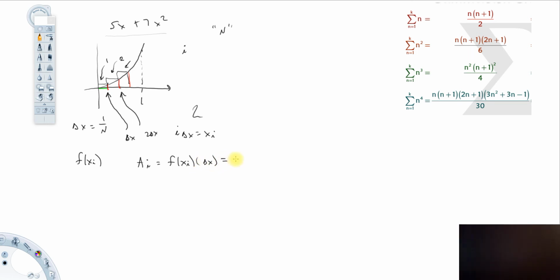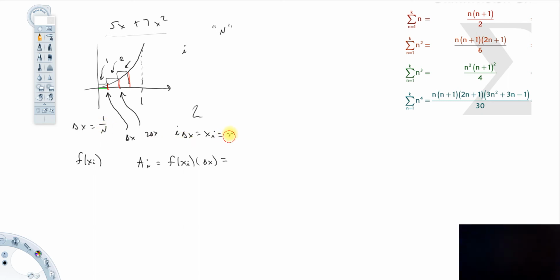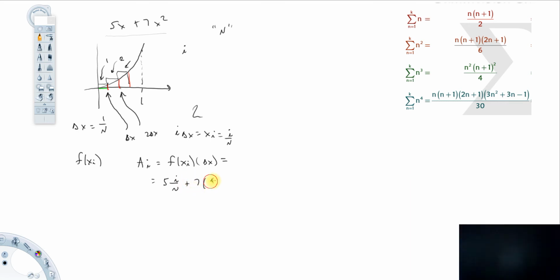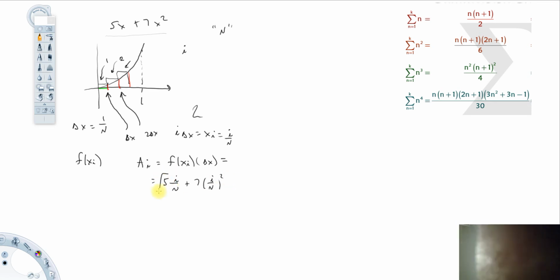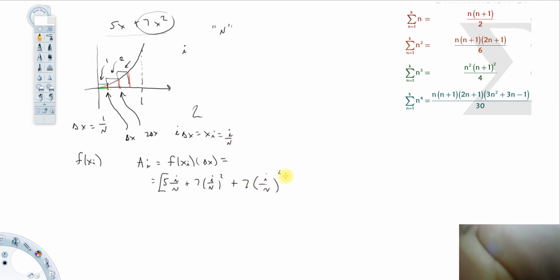Which is equal to, okay, let's see, x sub i is equal to i delta x, and delta x is 1 over n. So this is going to equal i over n. So this is going to be f of x sub i, which is i over n. Now I'm going to take our function value there. So it's going to be 5 times i over n plus 7 times i over n squared. Plus, now we've got to do this term, 7 times x sub i, and that's being squared.